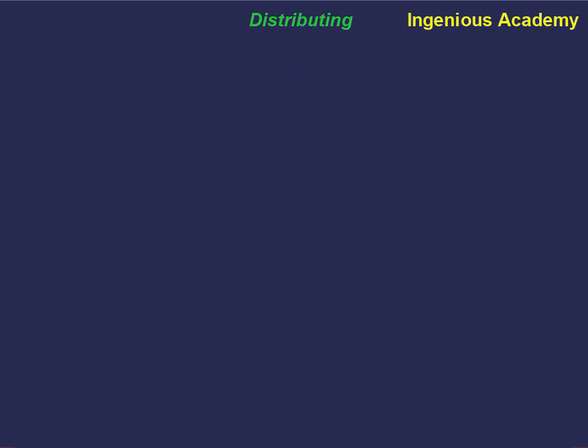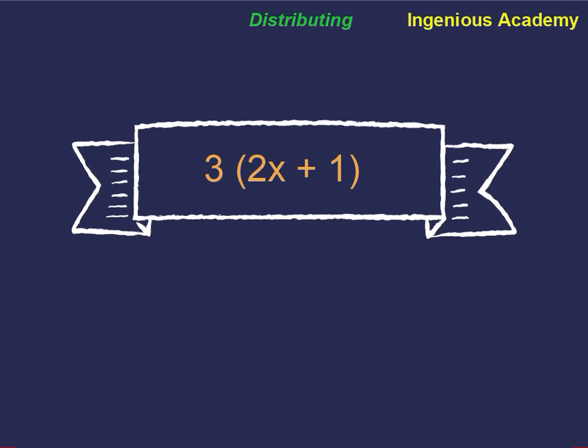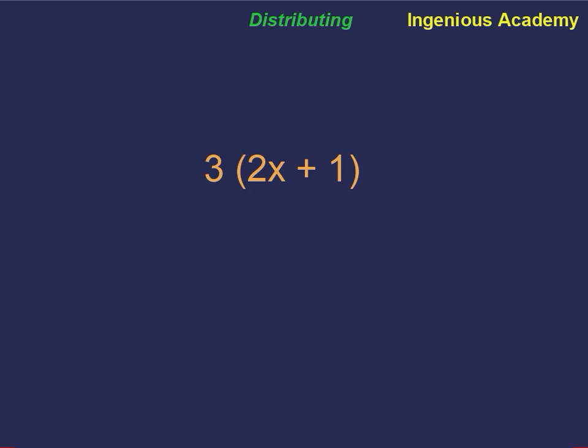Okay, let's look at an example to see what we're talking about here. All right, we have 3 times (2x plus 1). So the first thing we're going to do is multiply twice. If you take your 3 times 2x, that's our first multiplication. Our second multiplication is 3 times 1.